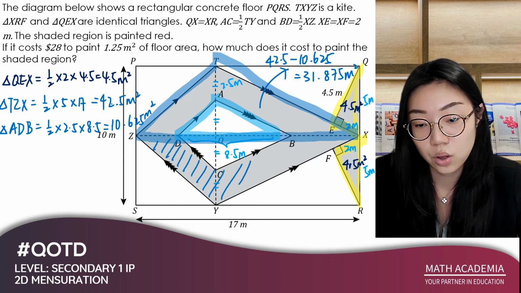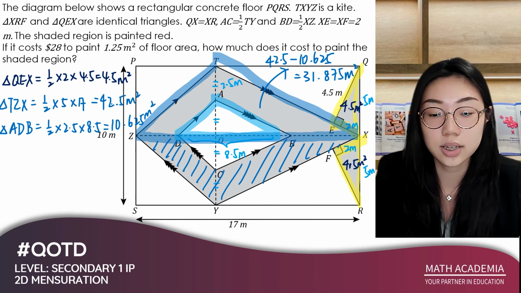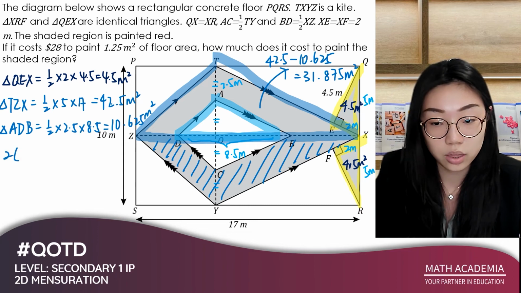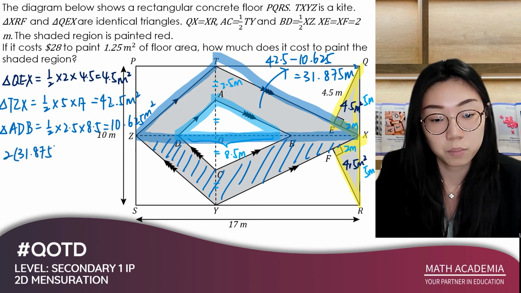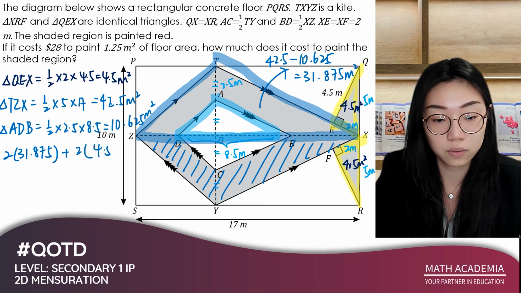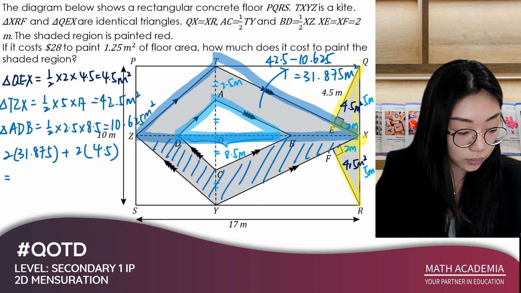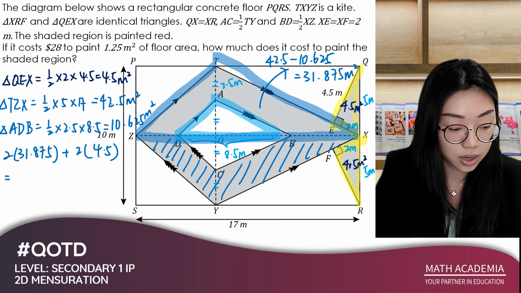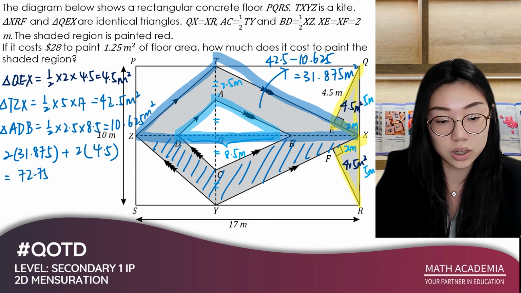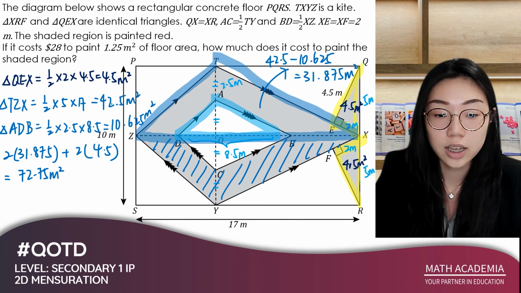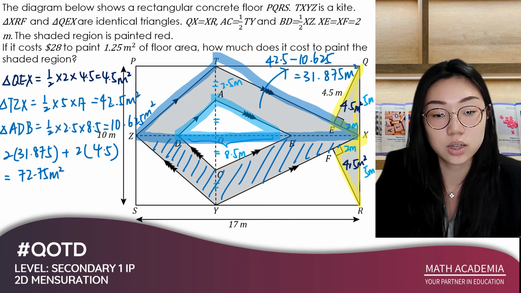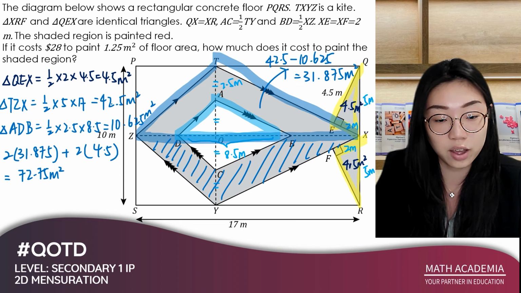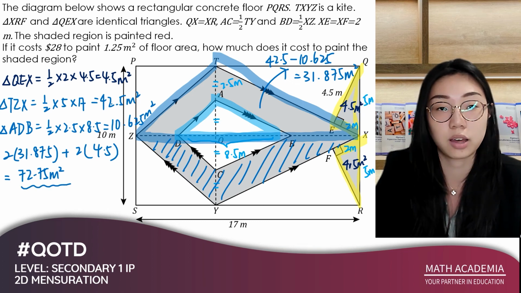Because the area of the shaded region over here is identical to this part over here, we can conclude that the total area of the shaded region would be 2 times 31.875 plus 2 times 4.5, which gives us 72.75 meters squared. Since it costs $28 to paint 1.25 meters squared, let's figure out how many 1.25 meters squared are in 72.75 meters squared.